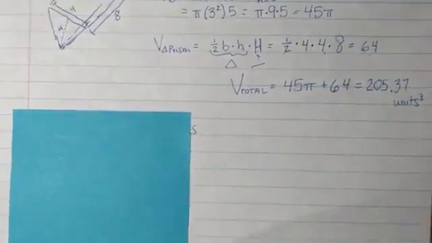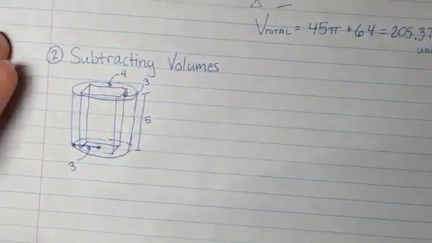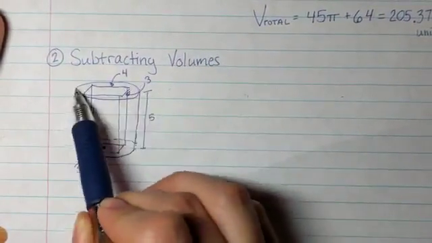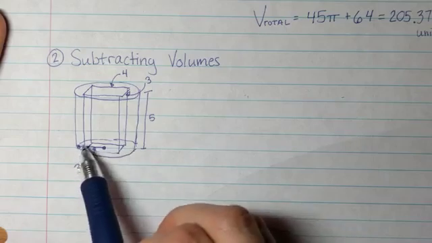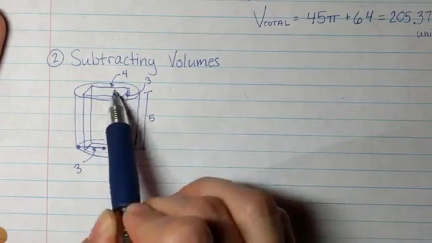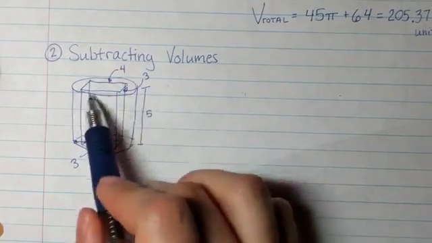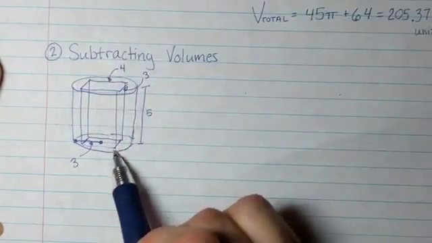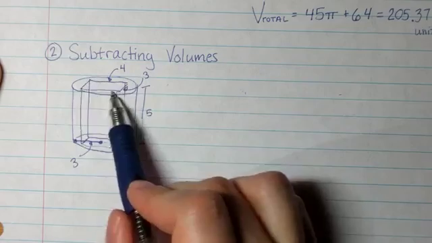The second method that comes in with composite figures is when we need to subtract our volumes. So in this picture, we've got this lovely drawn cylinder and what looks like a rectangular prism inside of the cylinder. So what I want you to think about here is that this rectangular prism is like a hole. It goes all the way through. Somebody came in and we cut out this rectangular prism.